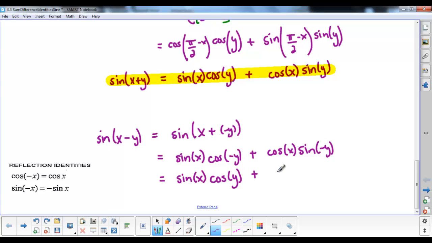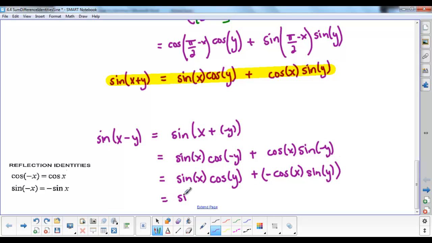Now we have a cos x, and then multiply by sine of a negative angle. Now on the left side we see sine of a negative angle is equal to -1 times sine of the positive angle. So really this whole term should end up being negative, and then the angle for sine becomes positive. So we can simplify that one step further and just say sine x cos y, and then take away cos x sine y.